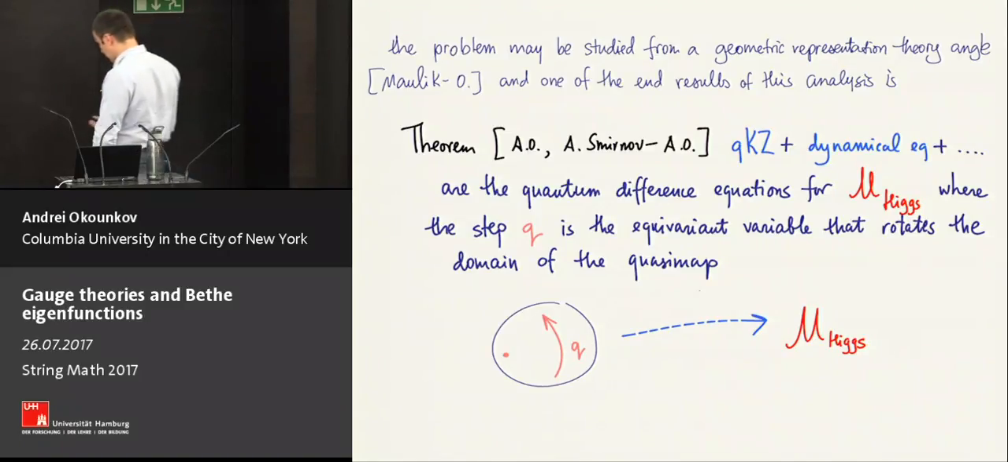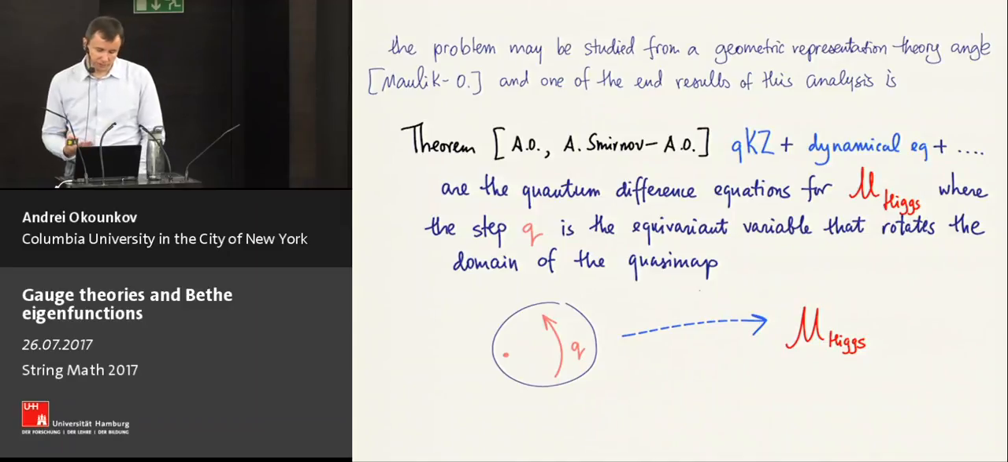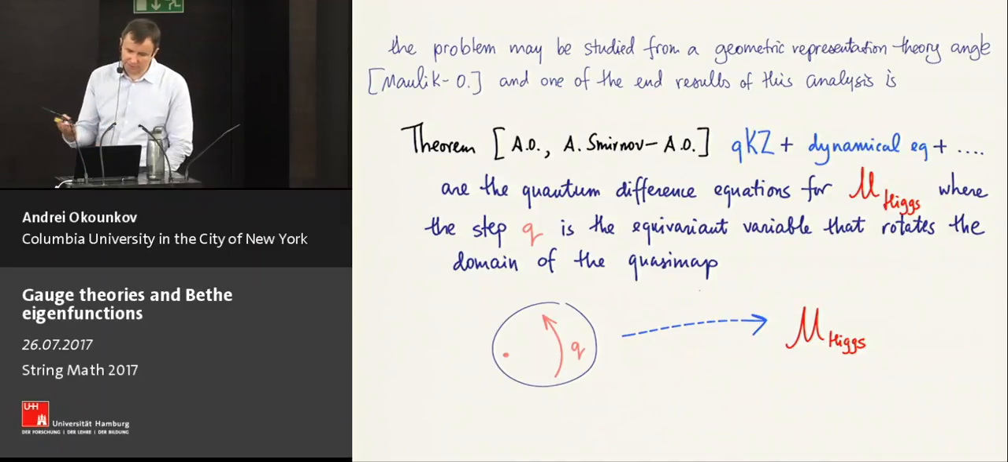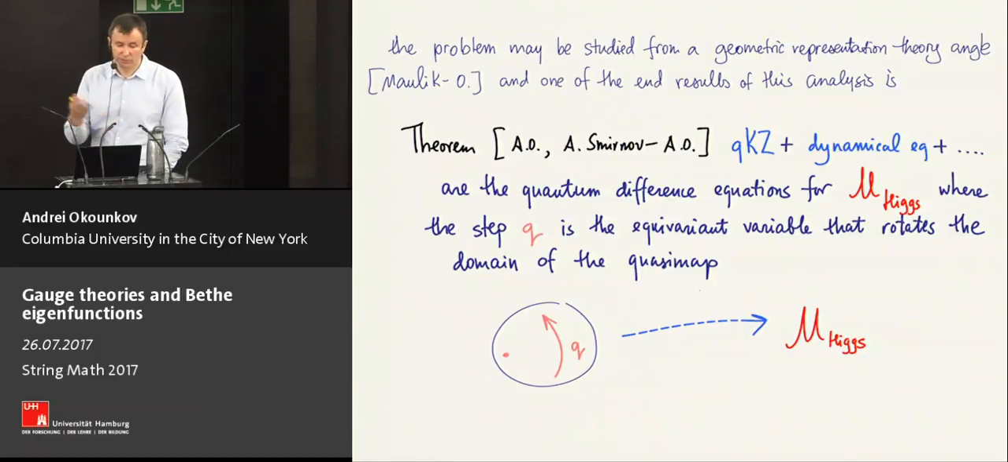In principle, you can write them without any quantum group. You don't need the quantum group to write the Bethe equations, but you need the quantum group to write QKZ and other equations, and this is one of the outcomes of this geometric representation theory approach. Geometric representation theory means you construct the braiding, the tensor products, and the R matrices geometrically. This is what Davesh Maulik and I have been doing for some length of time. One of the outcomes of that is the identification of this quantum difference equation with the QKZ and with the dynamical equations.